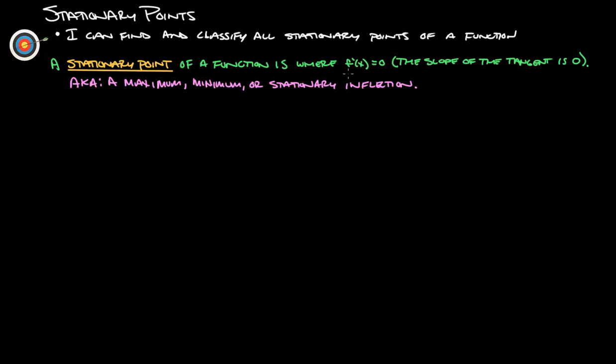A stationary point of a function is where the derivative equals 0. So the slope of the tangent line is 0, which is also known as a maximum, a minimum, or what we call a stationary inflection. We'll talk about this here in a second.